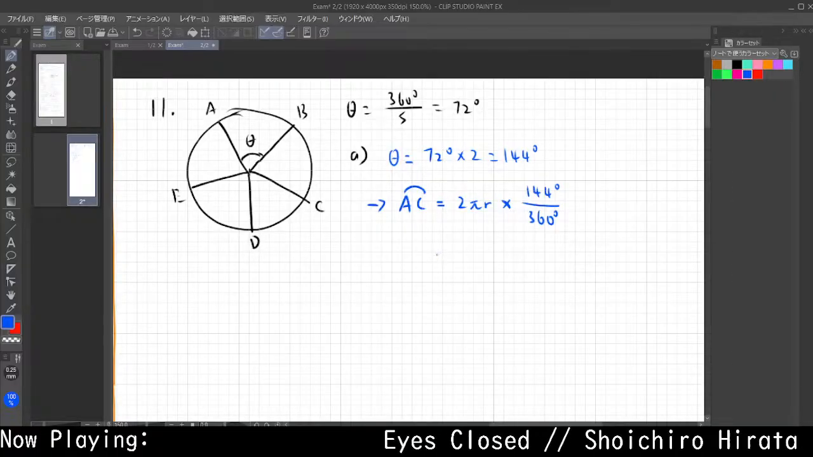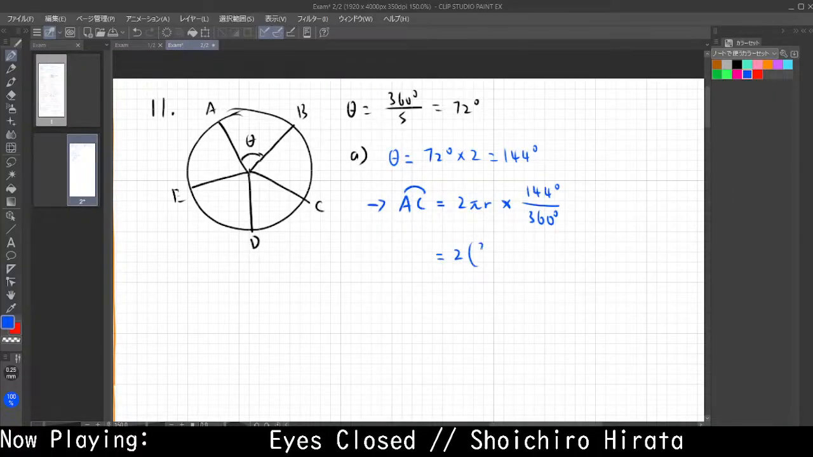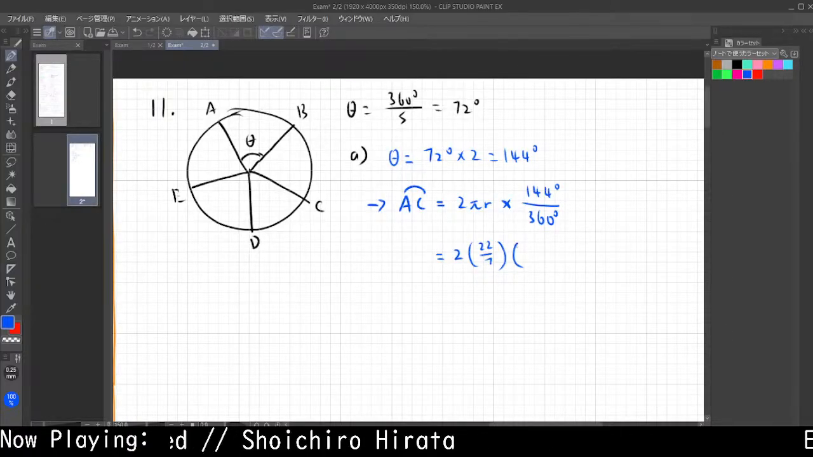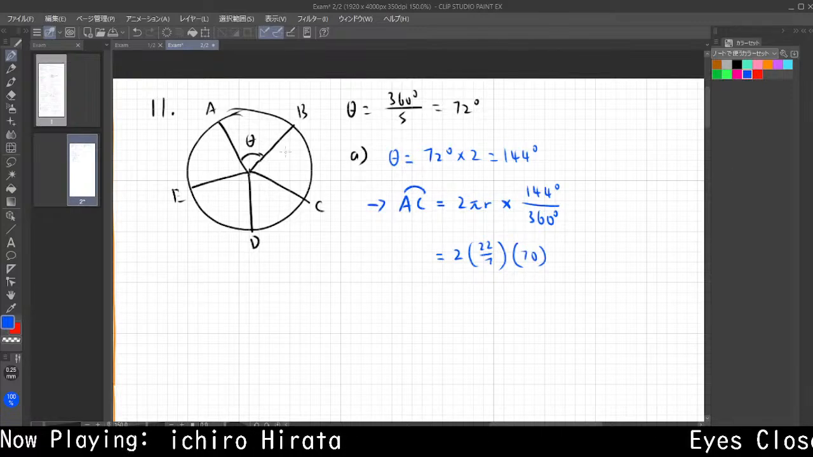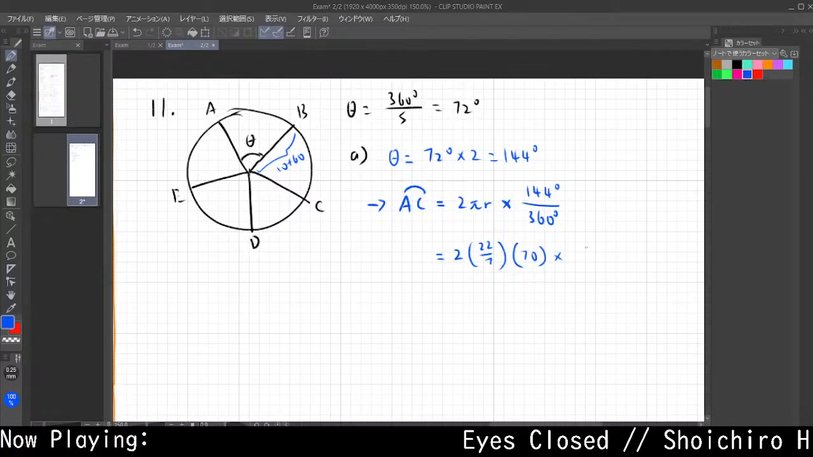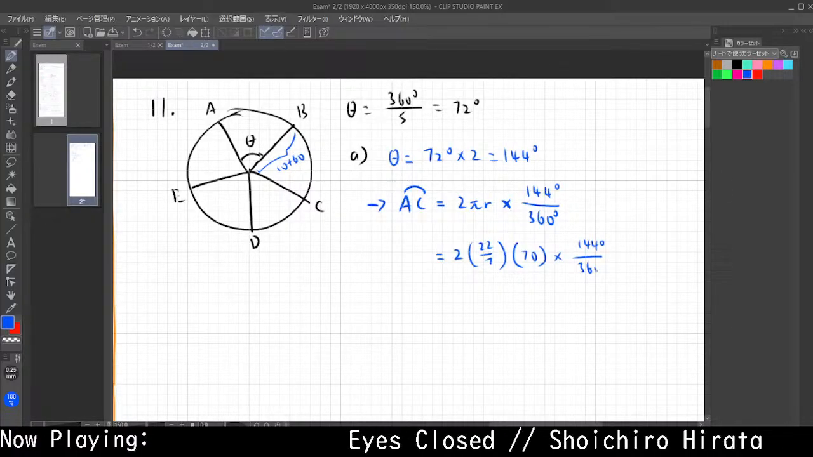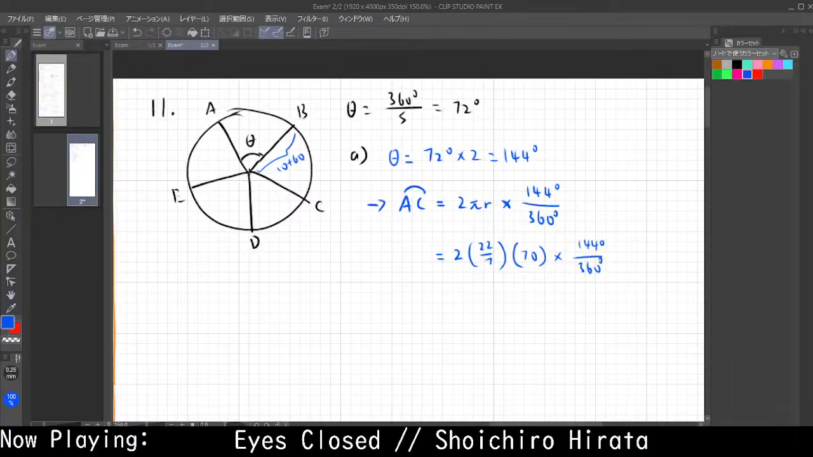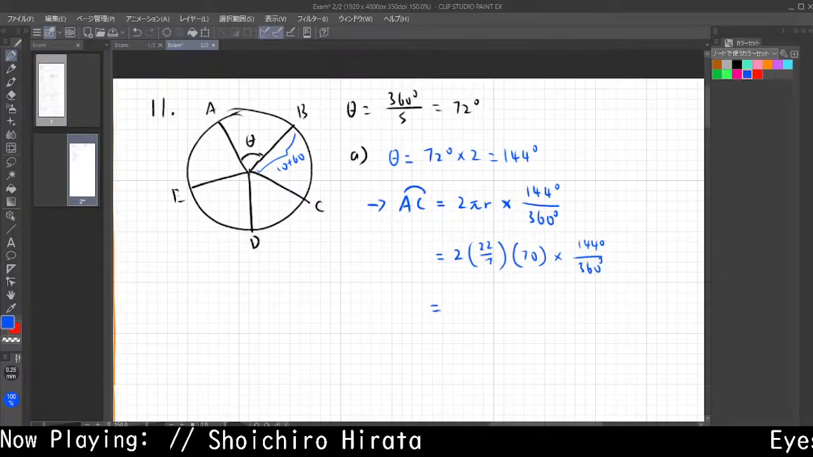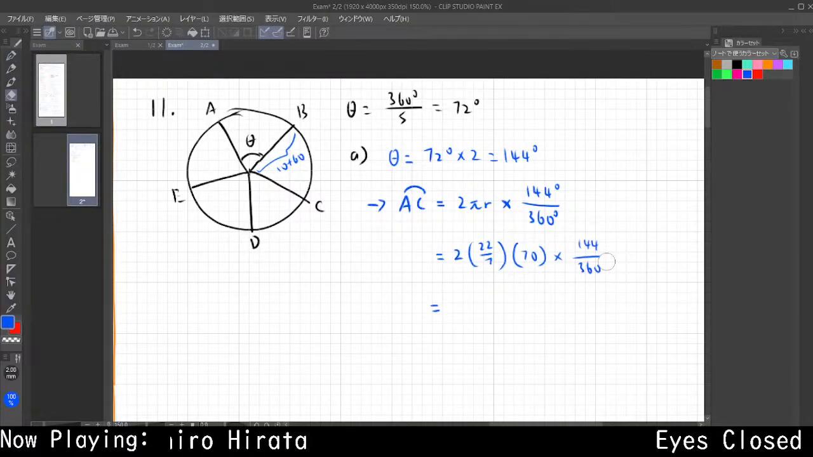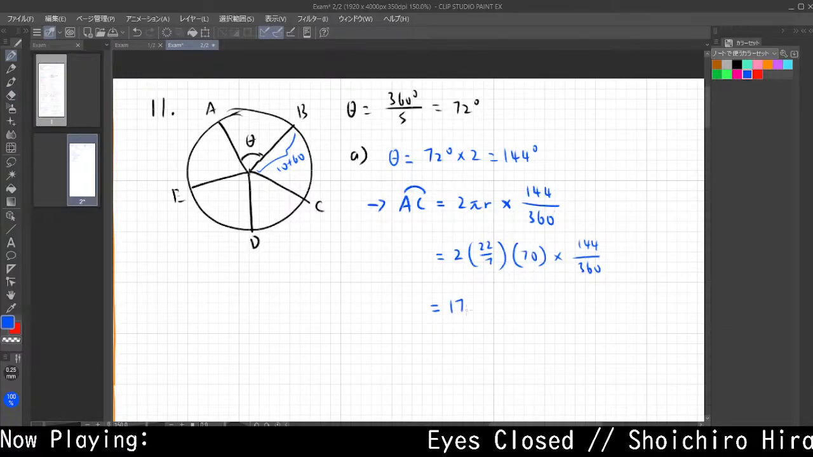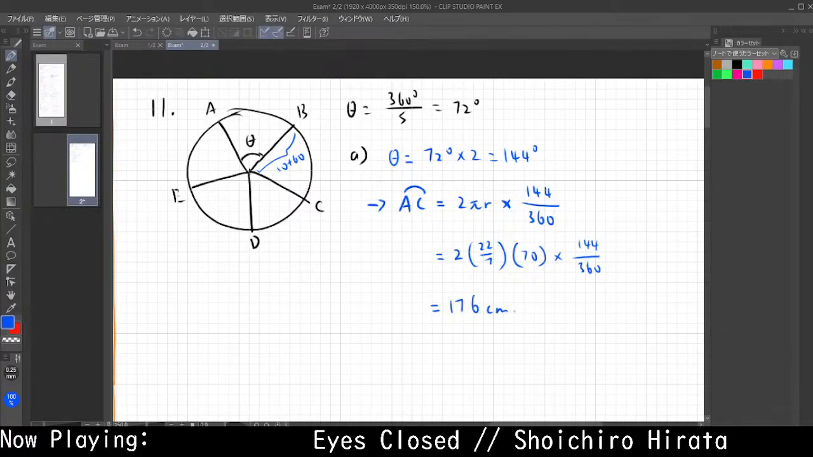Okay, and so your pi is 22 over 7. Your r in this case is from the center to the tip of the fan blade, so it's 10 plus 60. So this one is 10 plus 60. Okay, so multiply by 144 over 360. You just put this entire thing into a calculator, and you should be able to get 176. This is in cm, so put a cm over there.